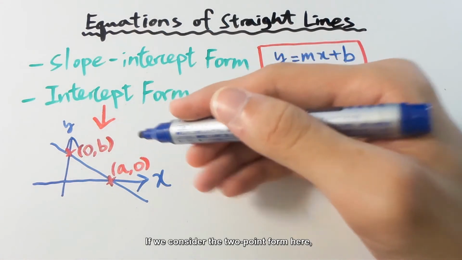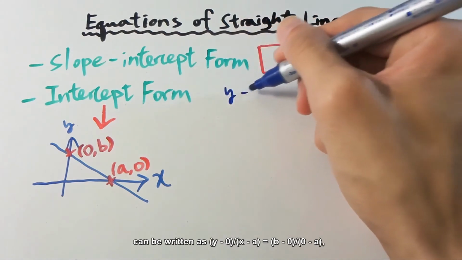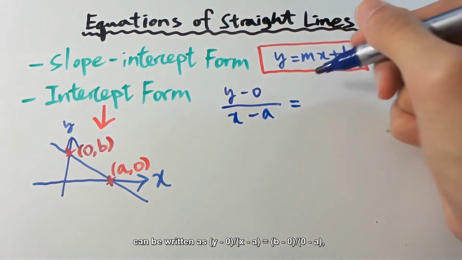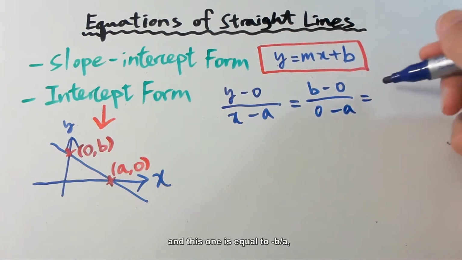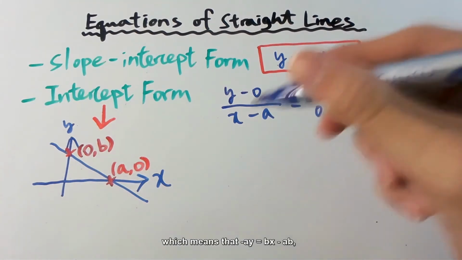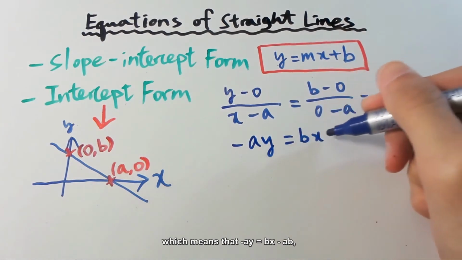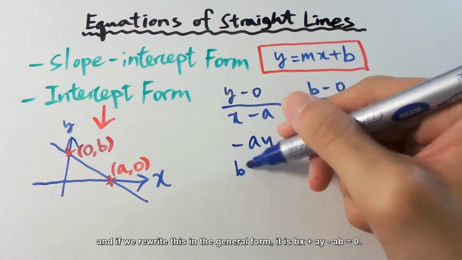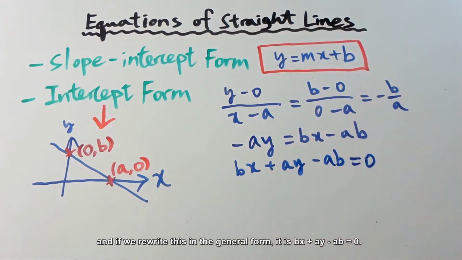If we consider the 2-point form here, that means the equation of this straight line can be written as (y minus 0) over (x minus a), which is equal to (b minus 0) over (0 minus a), and this one is equal to minus b over a, which means that minus a times y is equal to bx minus ab. And if we rewrite this in the general form, it is bx plus ay minus ab equals 0.